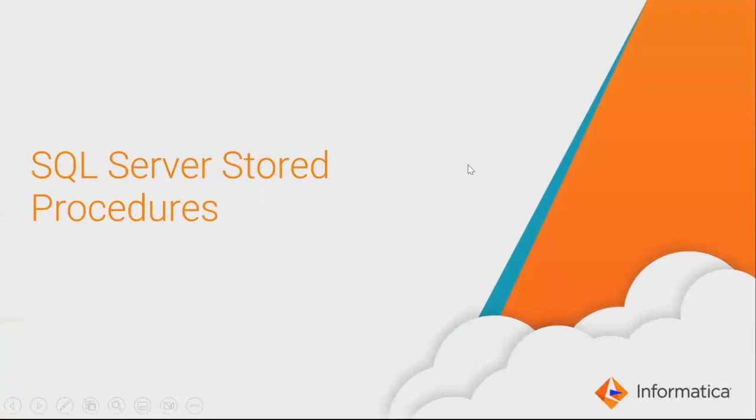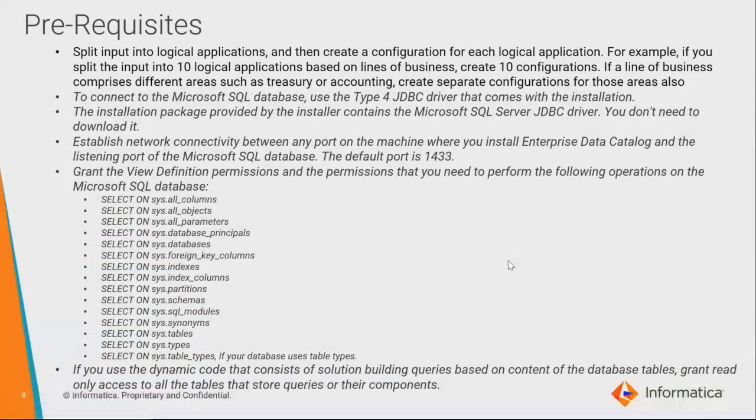So let's look into the SQL Server stored procedure configuration. Here are the prerequisites. Try to split it into logical applications. If you have lines of business like accounting, treasury, finance, create a separate configuration for each of those areas. To connect to the Microsoft SQL database, use a Type 4 JDBC driver that comes with the installation. To establish connectivity between the EDC and the Microsoft SQL database, enable the port; the default port is 1433.